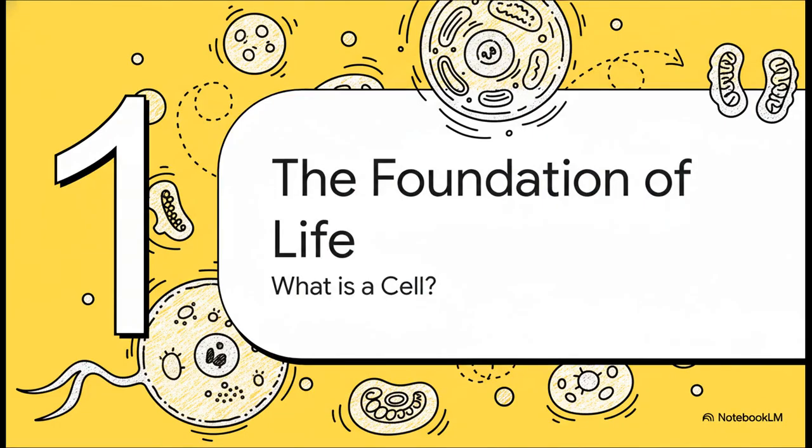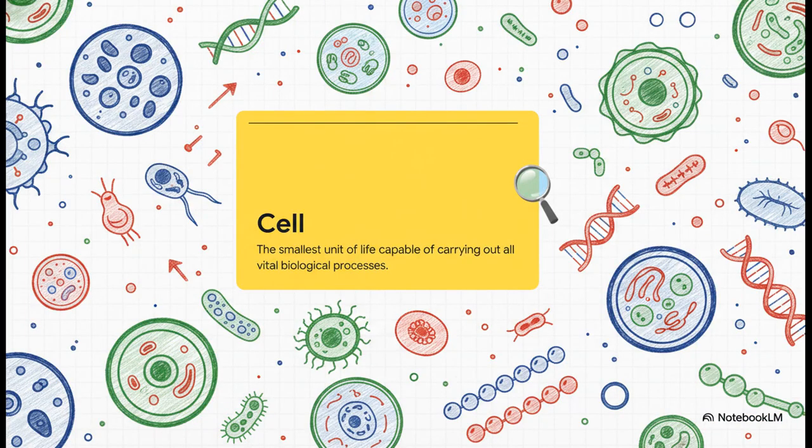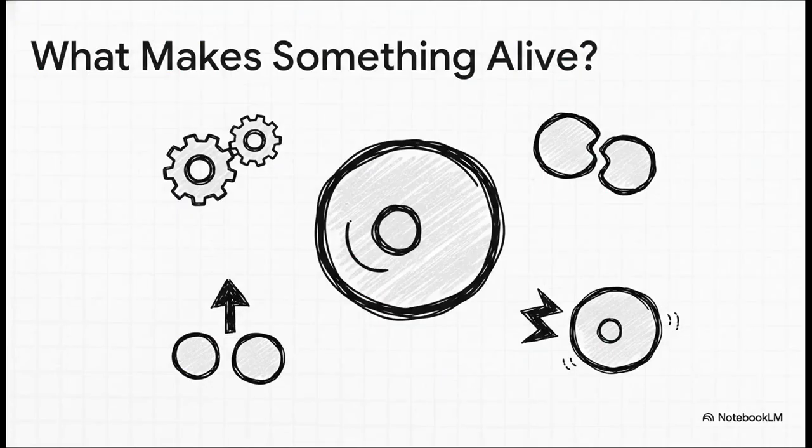We'll begin with the absolute star of the show, the cell itself. So what is a cell? Well, by definition, it's the absolute smallest thing that we can point to and say, yep, that's alive. It's the basic, fundamental building block of every single living thing you can think of, from the tiniest bacterium to you and me. And what does being alive even mean when you're this small? Well, it means the cell has to check these 4 boxes.